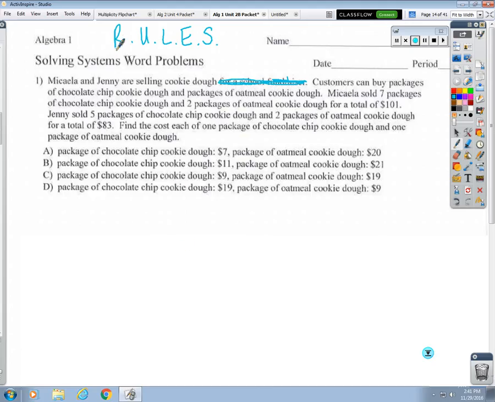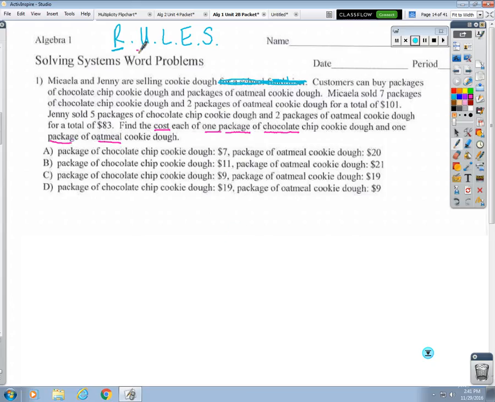Okay, so we've read the problem. What did the U represent in RULES? Underline the question. What is the question they're asking us? The cost of a package of chocolate chip and a package of oatmeal. They want the cost of each.